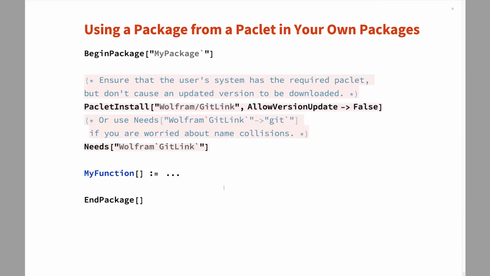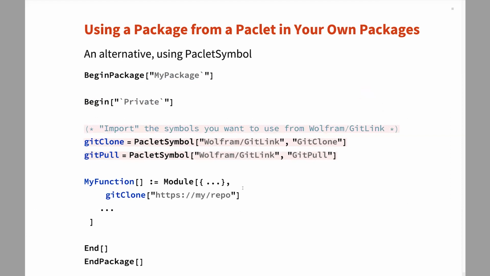And finally, another way to do the same thing, a very slick way, is to use Packlet Symbol. If I want to use a handful of functions from Wolfram GitLink in my own package, I can put Packlet Symbol calls in the private section of my package. So I define my own functions, git clone and git pull, that just map to those symbols. And that's all I need to write. When this package loads on a user system, it will install the Packlet if necessary, but not put the symbols in the user's context path. And it will not cause an update. Packlet Symbol will not do the update thing.